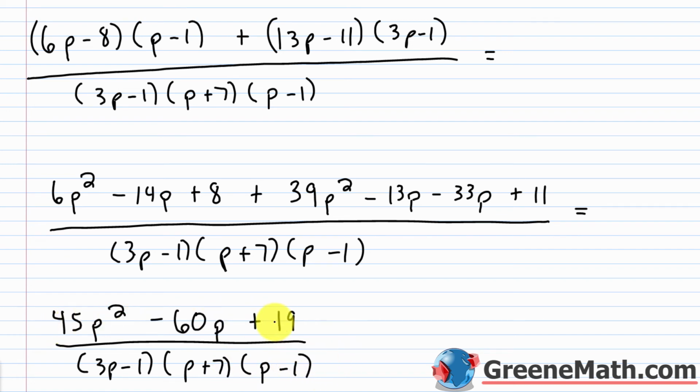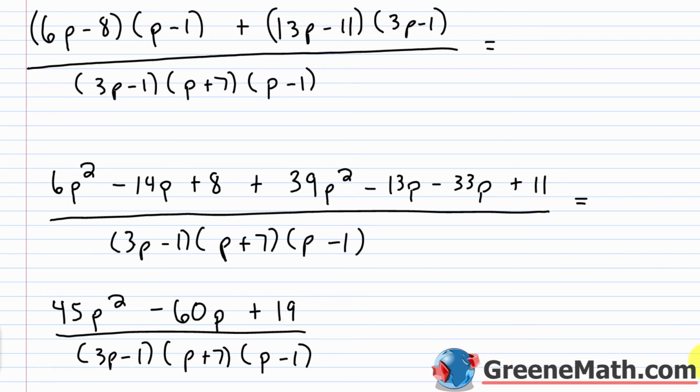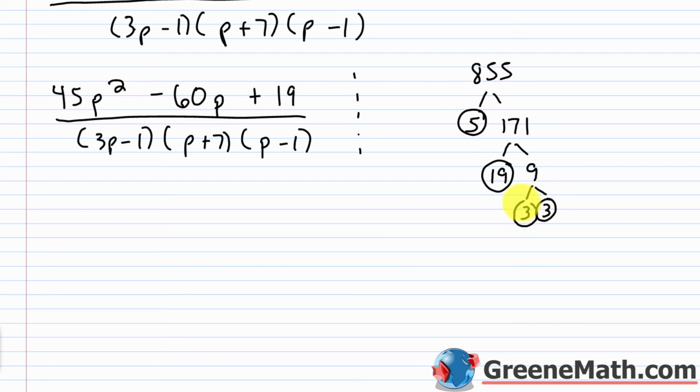So is this guy in the numerator factorable? We think about 45 times 19. That's 855. It's a pretty big number. So I think about 855 as the product, I would be looking for two integers that would have to sum to negative 60. Well, this would be 5 times 171. 5 is prime. 171 is 19, which is prime, times 9. 9 is 3 times 3.